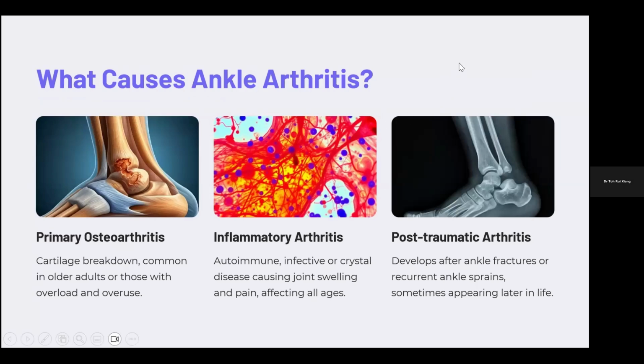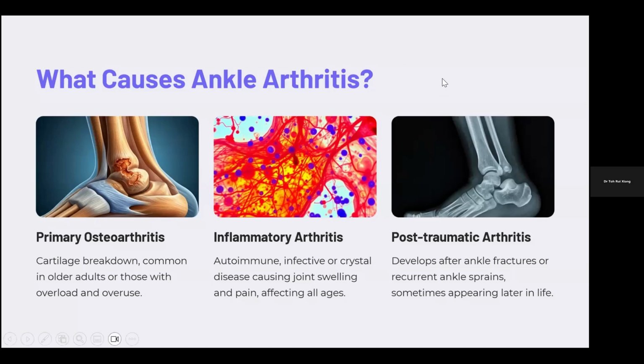So largely speaking, what are the causes of arthritis? Most commonly, we see arthritis after a post-traumatic situation, previous ankle fractures, neglected ankle injuries, history of recurrent sprains. But we do see patients with inflammatory arthritis like gout, autoimmune conditions like psoriatic or rheumatoid arthritis, or you can get primary osteoarthritis from a background of overuse and overloading and overabuse of your ankle joints.